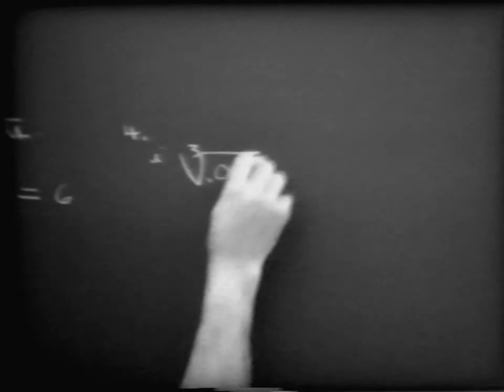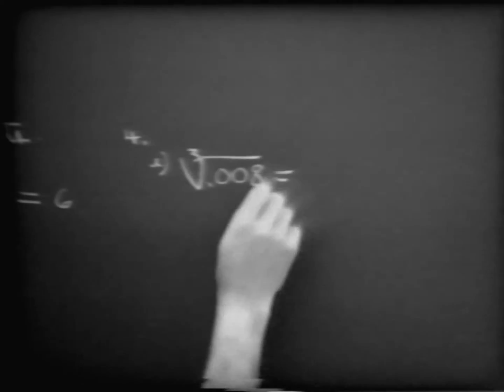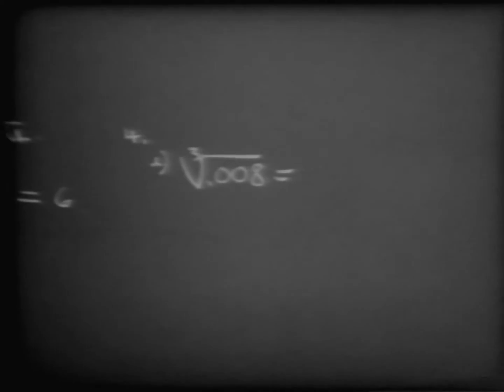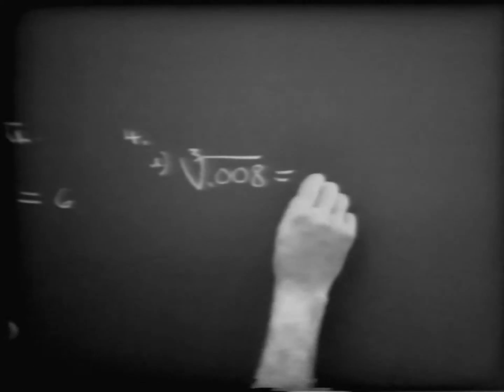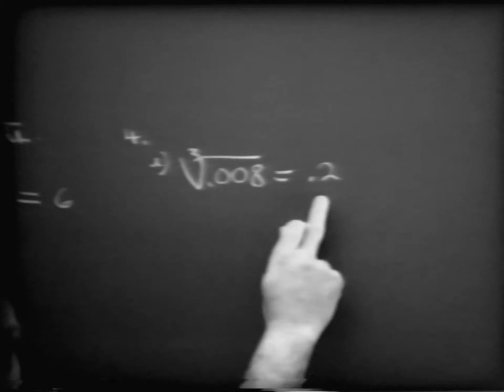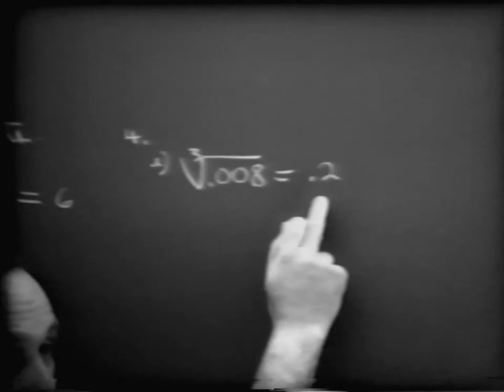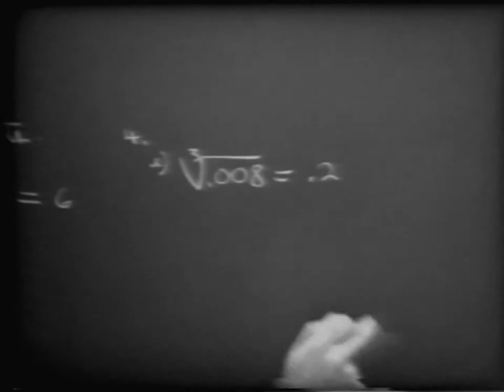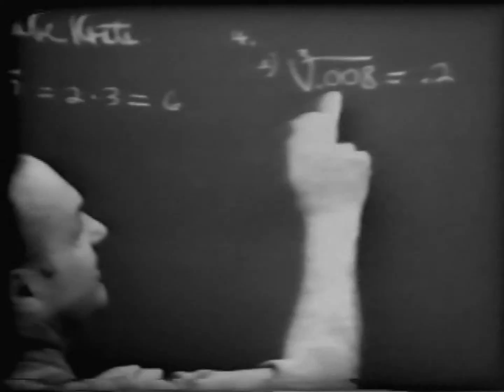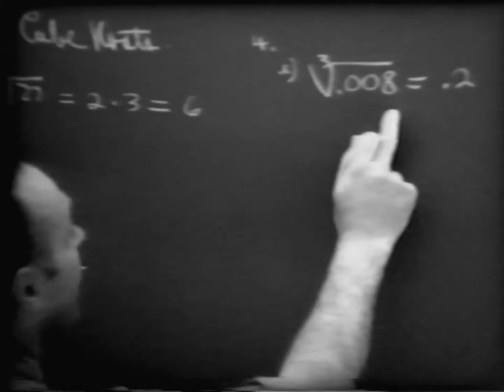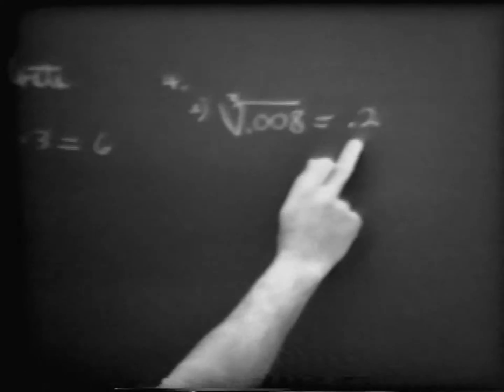And suppose I were to take a situation such as the cube root of 0.008. Now I want that number which, when multiplied by itself 3 times, is equal to 0.008. So what number do we have here which will do this for us? Ron? 0.2. Does everyone agree with that? Because 0.2 times 0.2 is 0.04, times another 0.2 is 0.008. Is that right? I think you will agree that this statement is correct.